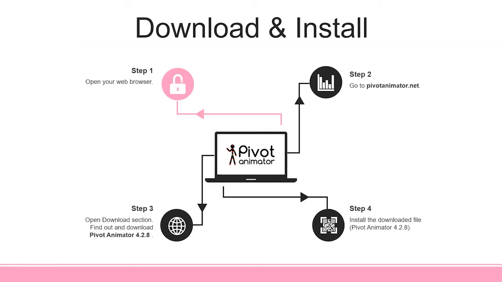How can we download and install Pivot Animator? The first step, you are going to open your web browser. The second step, you are going to search for the given URL, pivotanimator.net. The third step, you are going to open the website and search for the download section. In the download section, you are going to find the file Pivot Animator 4.2.8. You are going to download this file. Step 4, you are going to install the downloaded file.